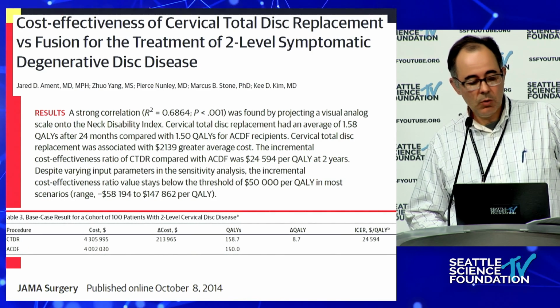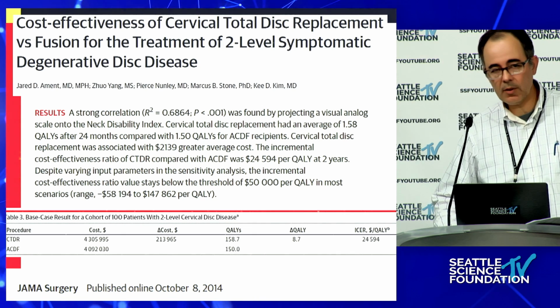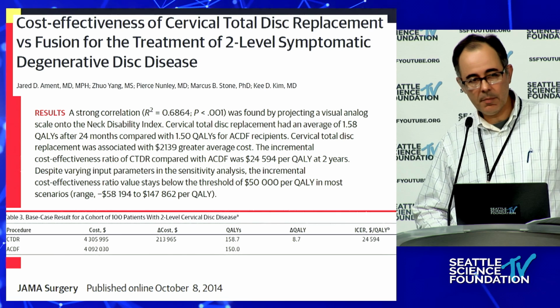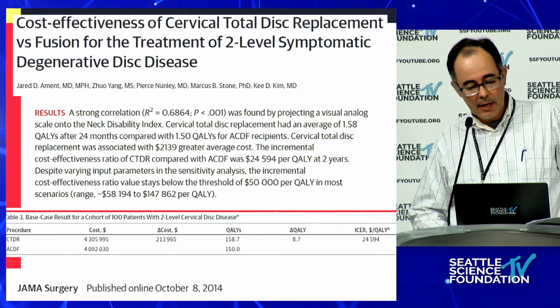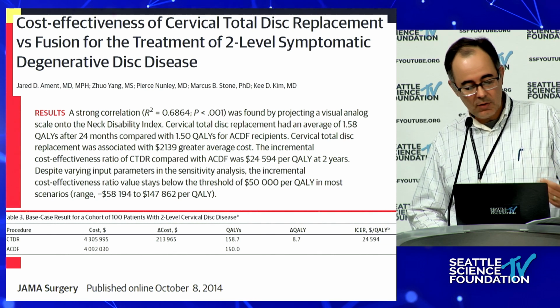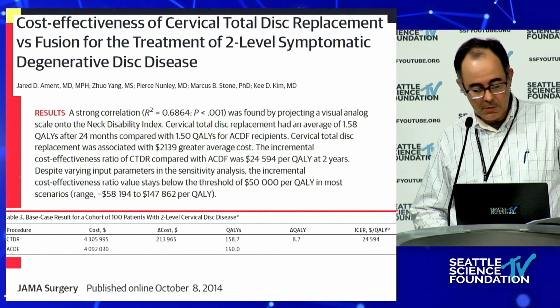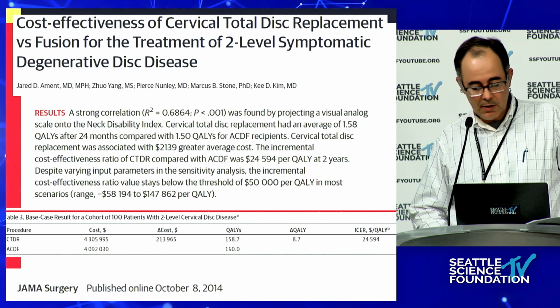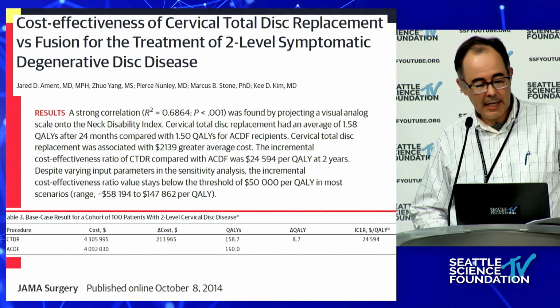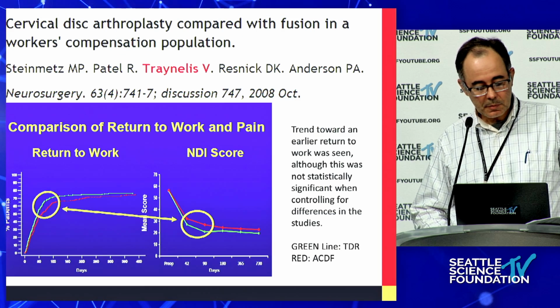Even in the case of 2-level arthroplasties, where arthroplasties are more costly from an implant perspective when compared to ACDF, it still has an acceptable and reduced cost effectiveness status. So the incremental cost effectiveness ratio is still palatable even in the setting of 2-level arthroplasty. This is a JAMA study.